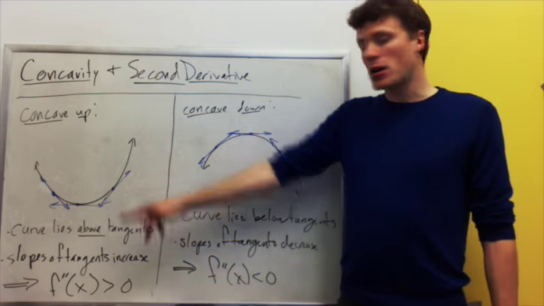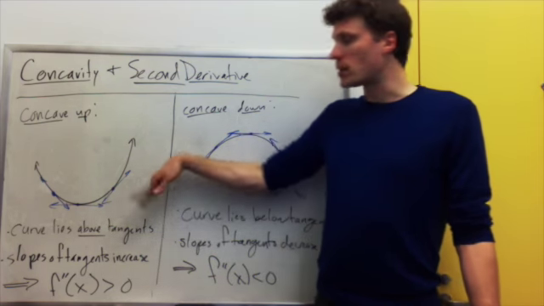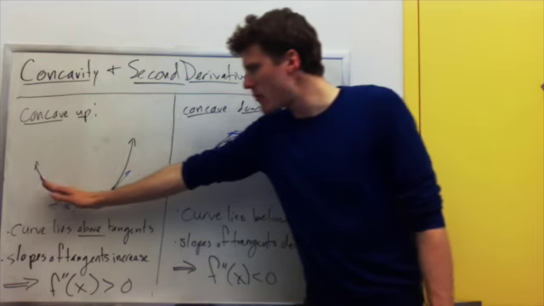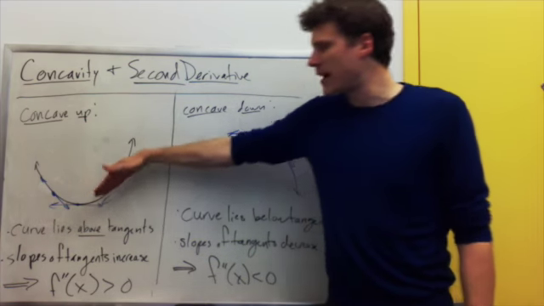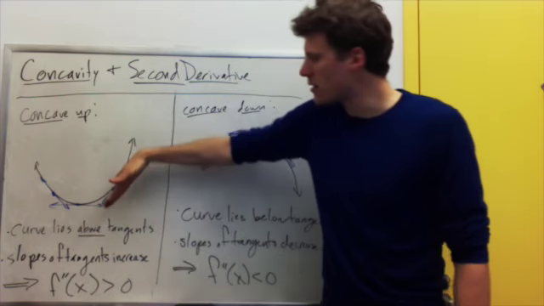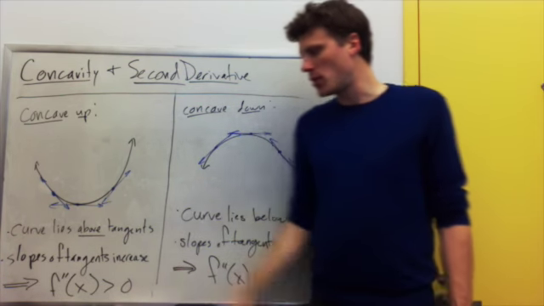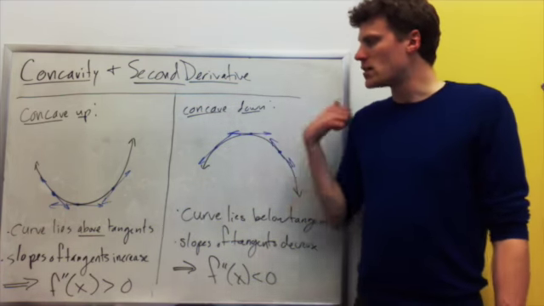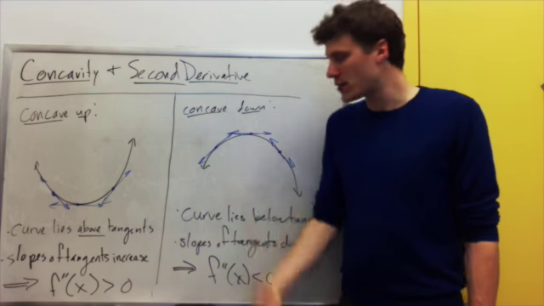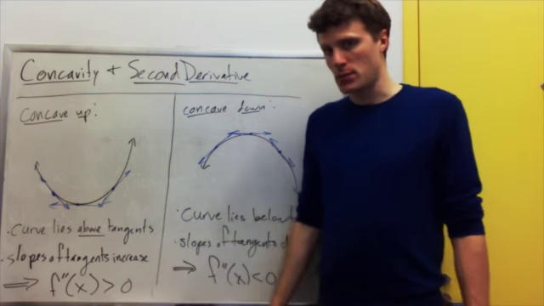A concave up curve always lies above its tangent lines, like this. And you'll see for that to happen, the slope of the tangent line has to actually increase as we move to the right, from here to here to here. So in fact, the slope of the tangents is increasing. The rate at which the derivative changes is positive. So the second derivative is positive.